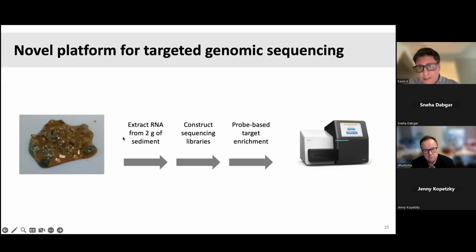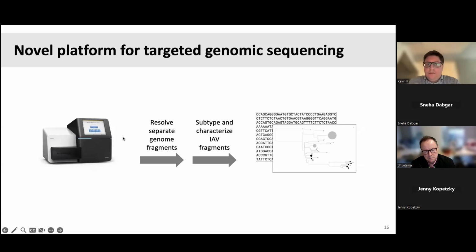So to address these challenges, we developed a novel platform for sequencing flu viruses in sediment. I'm going to briefly walk you through what happens. First, we extract RNA from 2 grams of sediment, which is about a teaspoon of mud. Next, we build sequencing libraries from that RNA. Then we capture and amplify the fragments of flu genome in those libraries using custom hybridization probes. And then we sequence all of the captured fragments.